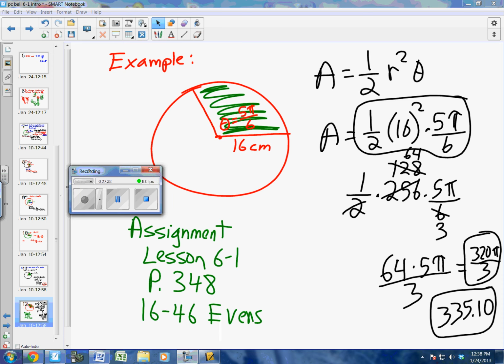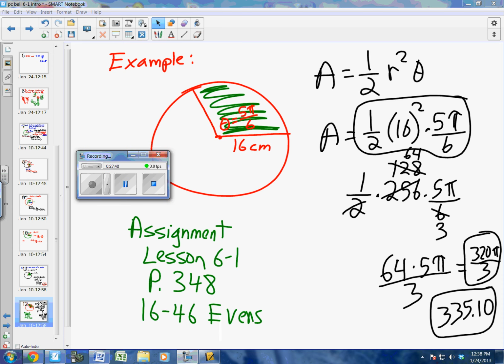Now, statement right there. Everybody write it down. Now you know how to do all three things right here. You change from radian measure to degree measure and vice versa. You know how to find the length of an arc, and you know how to find the area of a sector. All three things.